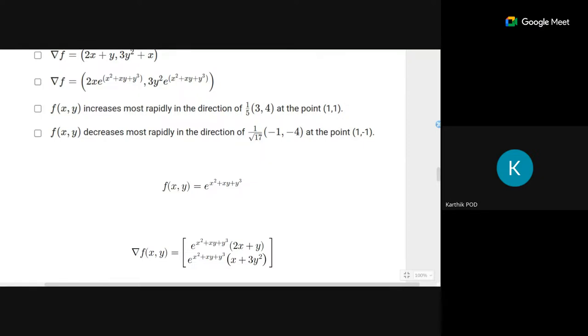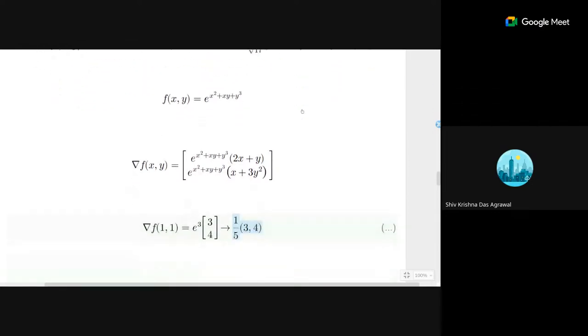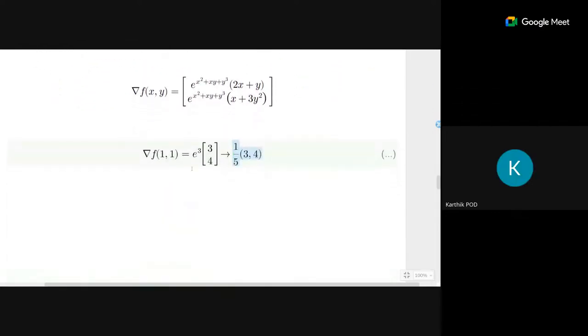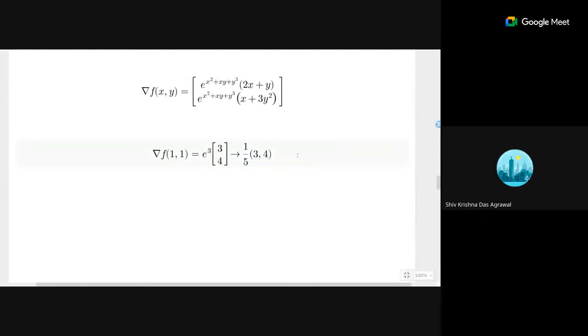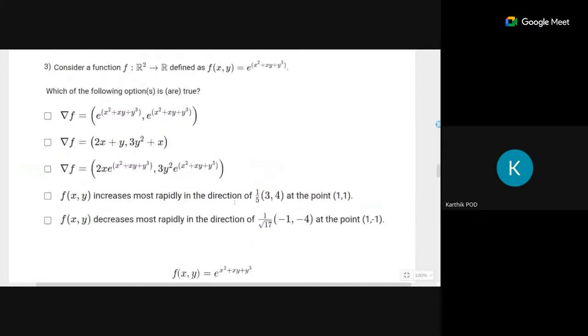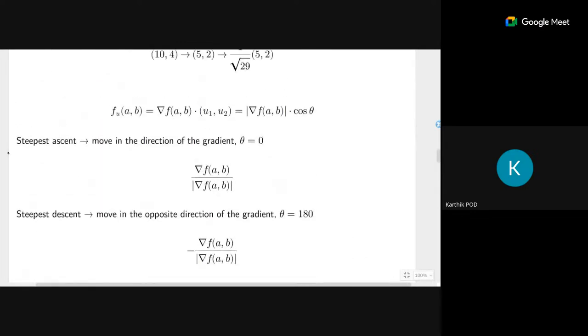So, sir, we get this as the same, whatever was mentioned, 1/5 (3, 4). So how does it show the most rapid increase? I still don't get it. No, this is the direction of the gradient, right? A unit vector in the direction of the gradient is 1/5 (3, 4). So this is the direction of the steepest increase. That's what we saw here, right? The steepest ascent direction is the unit vector along the gradient.